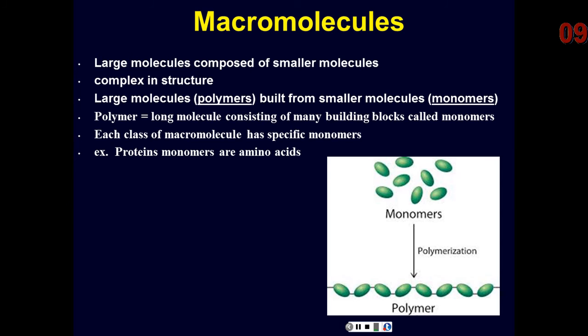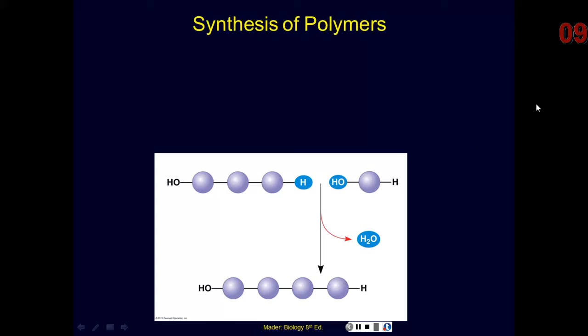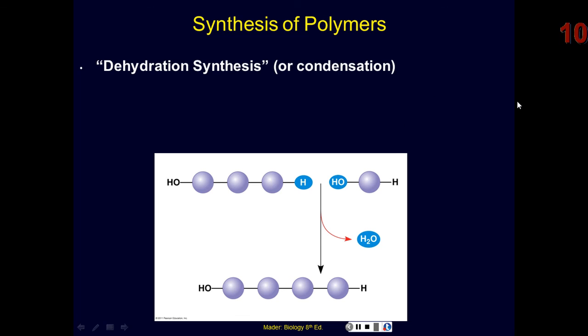So let's talk about how to build these macromolecules and how to break them down, because the same reaction is used regardless of the class of molecules. The same reaction builds carbohydrates as builds amino acids. So let's talk about how to put these molecules together. When we build a polymer, and it doesn't matter, again, if it's a polymer of amino acids or a carbohydrate or a nucleic acid, if we're building a polymer, the reaction is called dehydration or condensation synthesis.